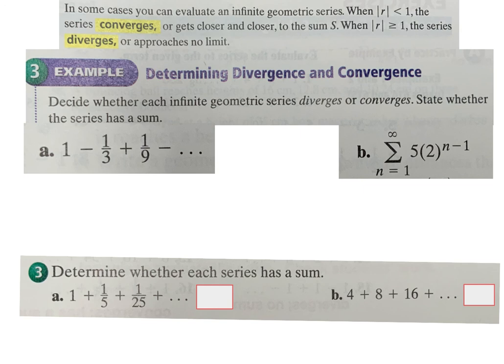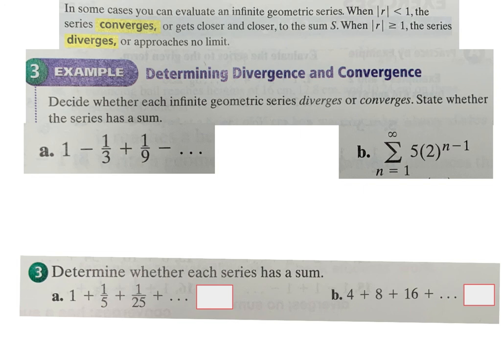In some cases, you can evaluate an infinite geometric series. Infinite meaning it goes on forever. When the absolute value of your common ratio is less than 1, the series converges, or gets closer and closer to the sum. When the common ratio is bigger than 1, the series diverges, or approaches no limit. So converges means your R is less than 1, the absolute value, and you can calculate the sum. If the R is bigger than 1, it diverges and it has no limit. It goes on to infinity, all right?